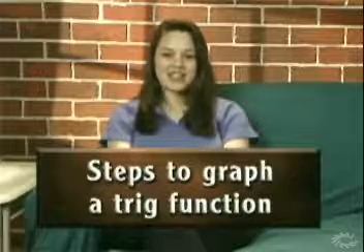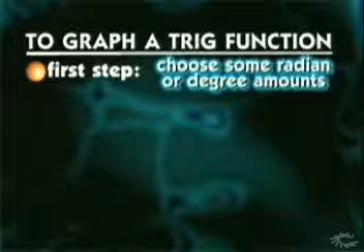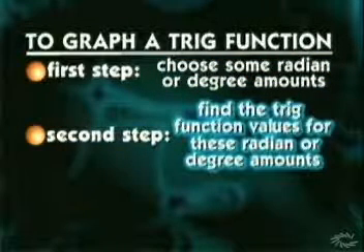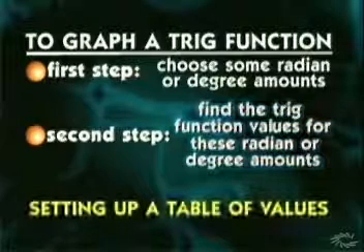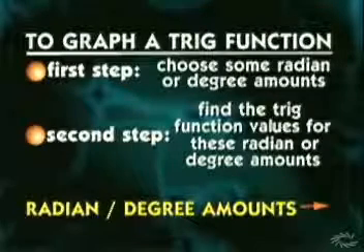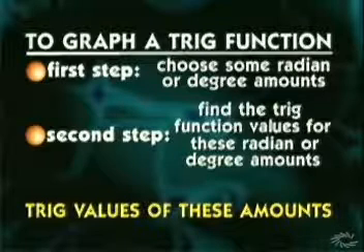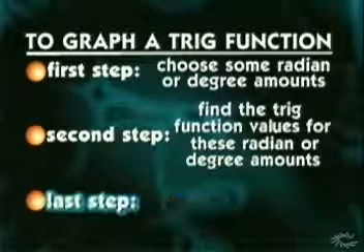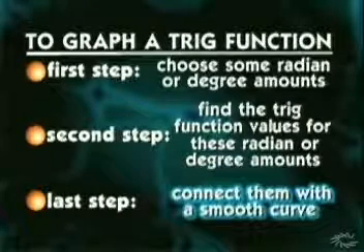We're first going to give you a brief overview of the steps you take to graph a trig function. The first step is to choose some radian or degree amounts. Second, you want to find the trig function values for these radian or degree amounts. In these first two steps, you're setting up a table of values, which you'll plot your graph with. Your radian or degree amounts are your t values, and the trig function values for your radian measurements are your y values. Your last step is to plot these points on a coordinate graph and connect them with a smooth curve. Don't worry, we'll go through each of these steps.